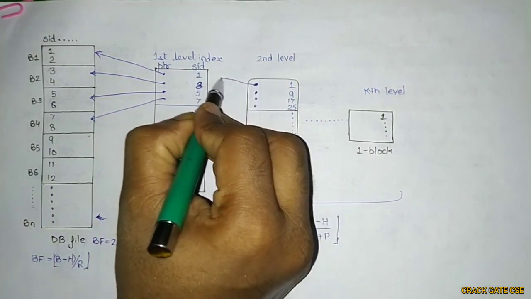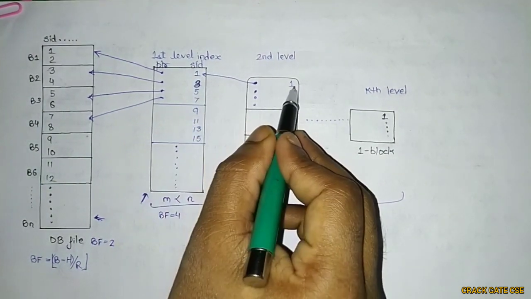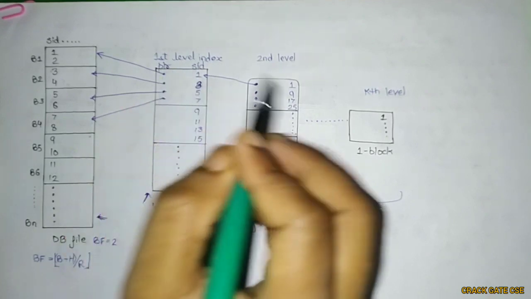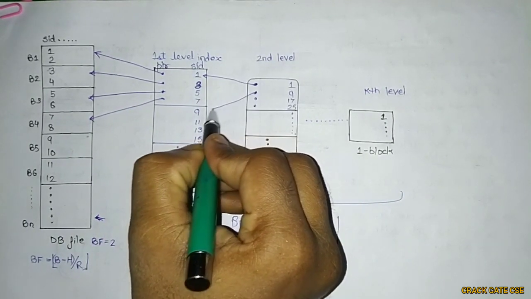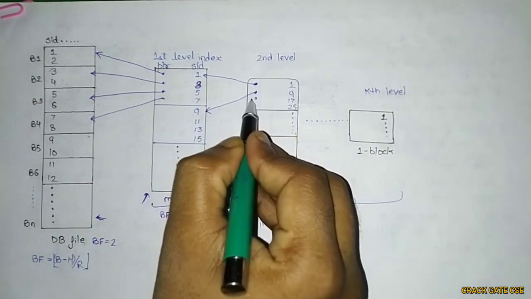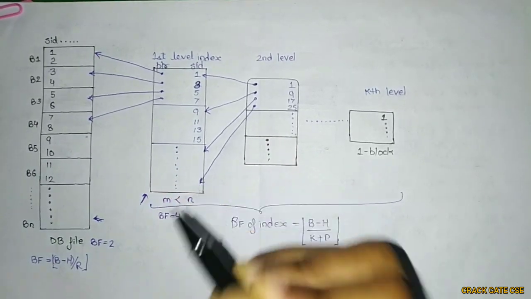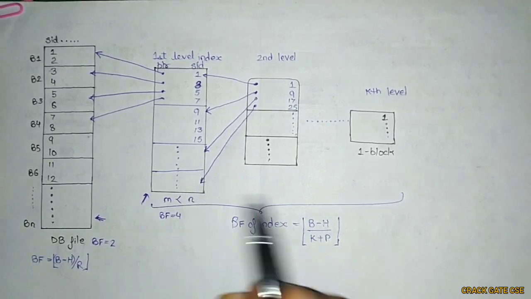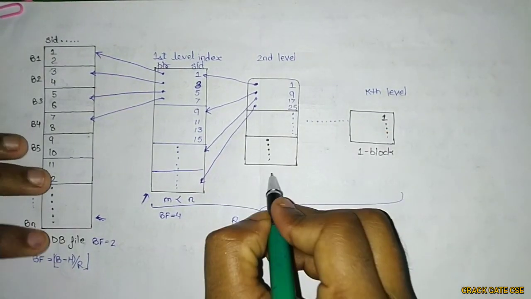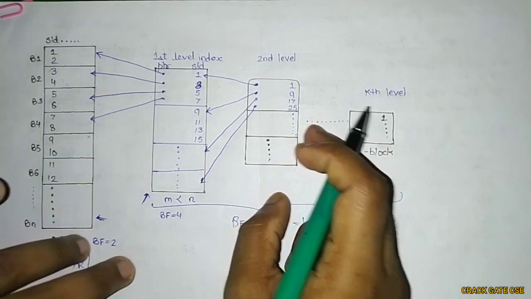This one will be mapped to this one. This one is mapped to the block where this one is stored. This 9 is mapped to the block where 9 is stored. This 17 is mapped to the block where 17 is stored, and so on, right? So here you can see that again in the second level, the number of blocks in the second level will be less than the number of blocks in the first level, because we keep on minimizing it.